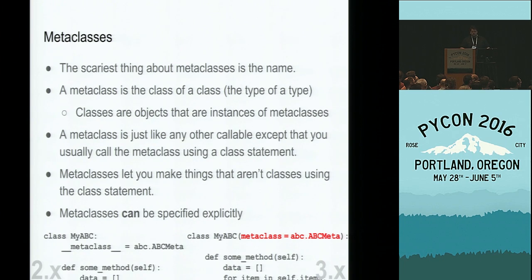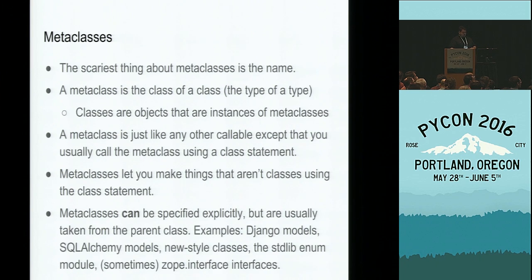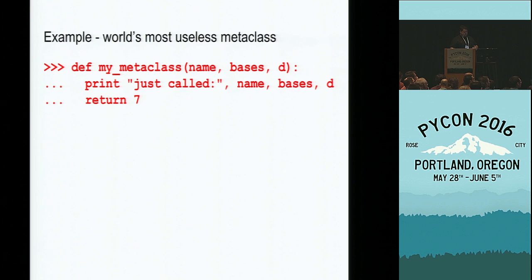So let's go through and look from a couple angles at what metaclasses do to hopefully flesh out what happened. So let's define something we're going to use as a metaclass. We're just going to make a really, really useless metaclass here. It's called myMetaclass. Instead of giving you a class as a result or anything useful at all, it's just going to give us 7. And we'll see that when we use this metaclass, we'll just get 7.